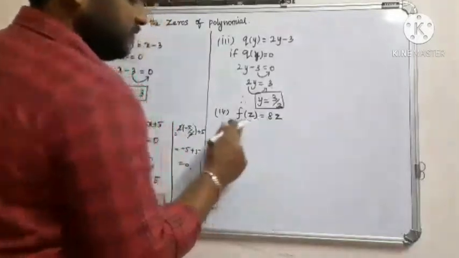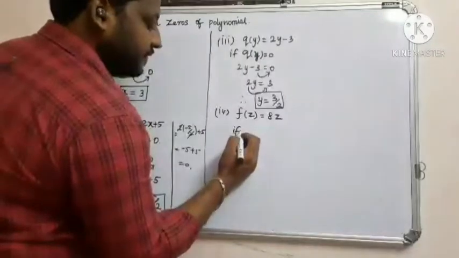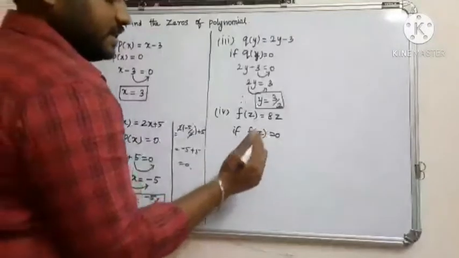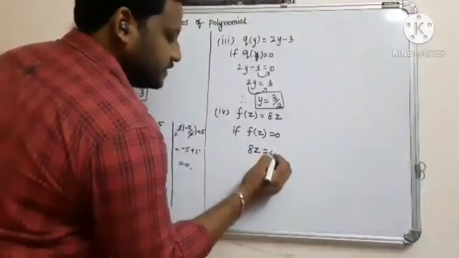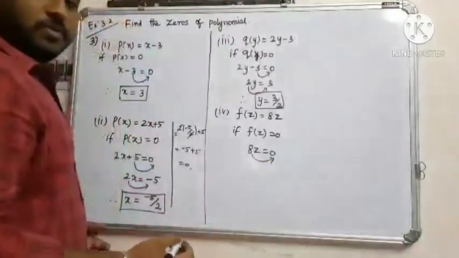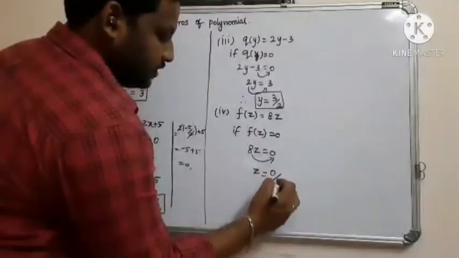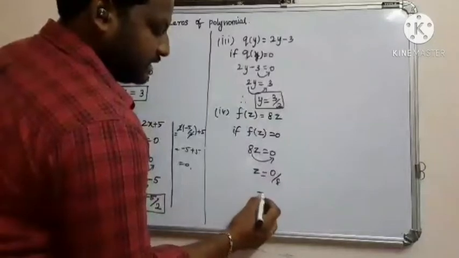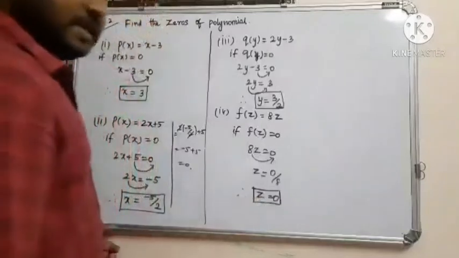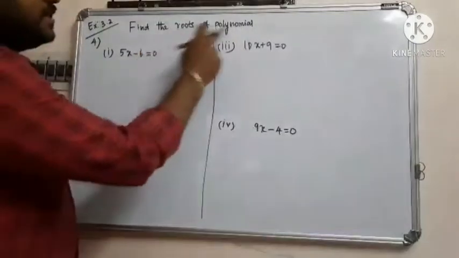Okay. And then the fourth question is f of z. Here also, f of z is taken as 0, then 8z is equal to 0. We have to find out the value of z. So 8 should go to the next side. So multiply will change into divide. So z is equal to 0 divided by 8. 0 divided by any number is equal to 0. So z value must be equal to 0. Clear? So next, fourth question, find the roots of the polynomial.